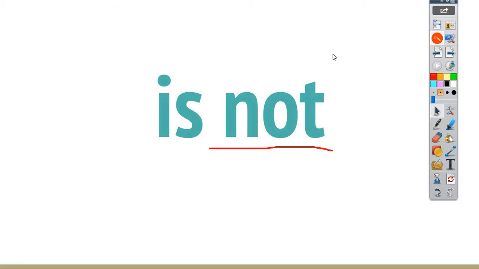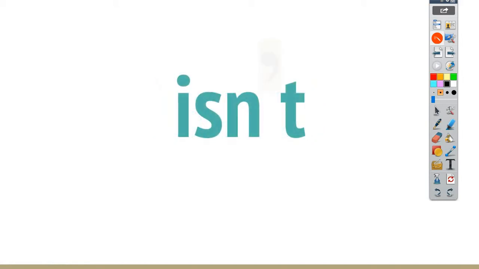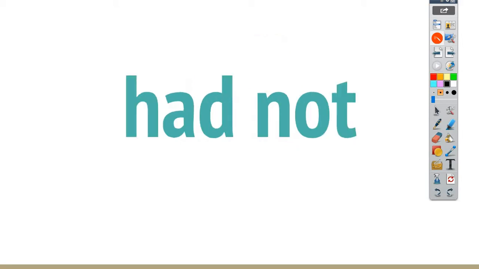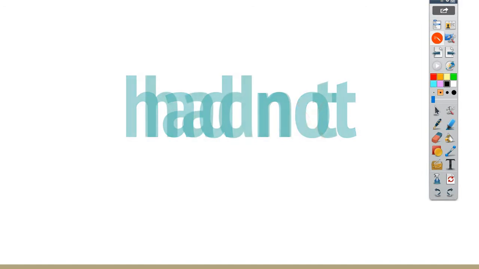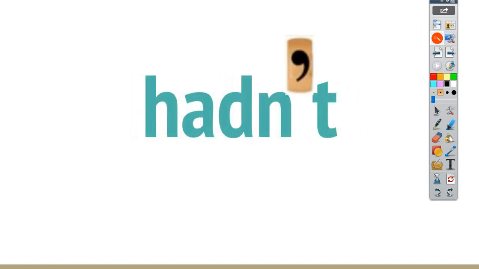Alright, so what does is not turn into? Yeah, we have to go in and take out the O. He's got a bad O. And it turns into isn't. Don't forget to put the apostrophe where you took the letter out, the O. Alright, same thing for Mr. Had not. Since he's got the word not, anytime you have the word not, you're always going to take the O out. So we take out the O and put the apostrophe in there to turn had not into hadn't. Good, like we hadn't had any snow yet today.